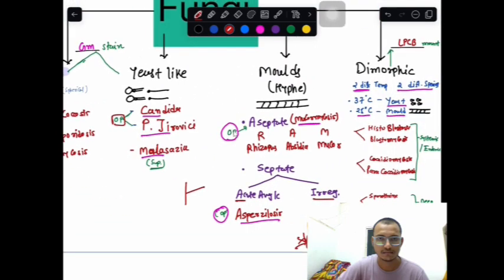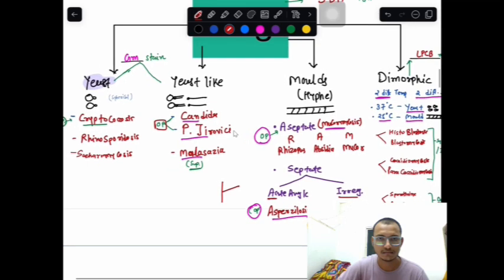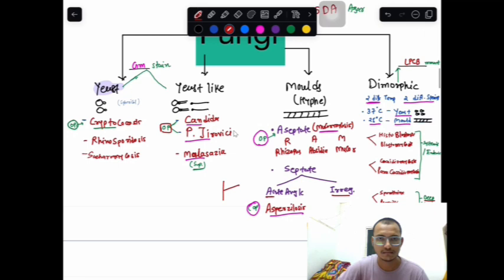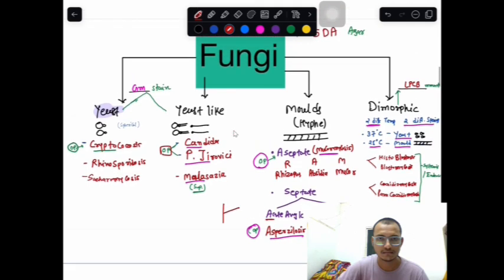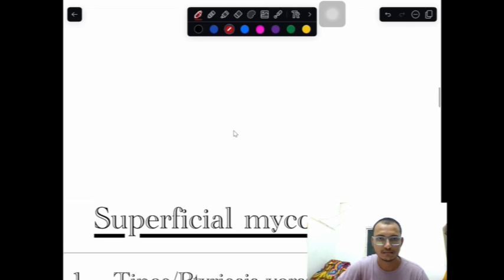So easily remember this topic. Okay, this is the basic stuff. If you remember the basic stuff, you can solve so many MCQs. You can take a screenshot if you want. Okay, histo, blasto, coccidio, paracoccidio, sporothrix, and penicilli mycosis. Right now, we will go towards our next topic, superficial mycosis.